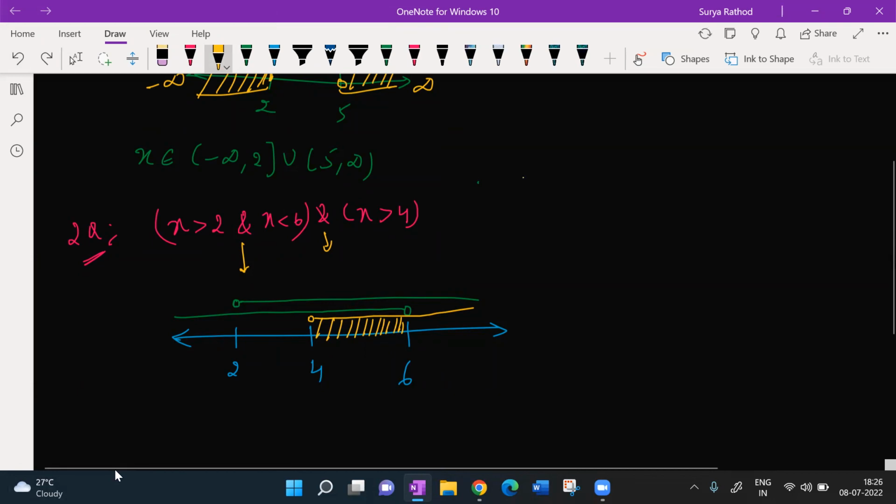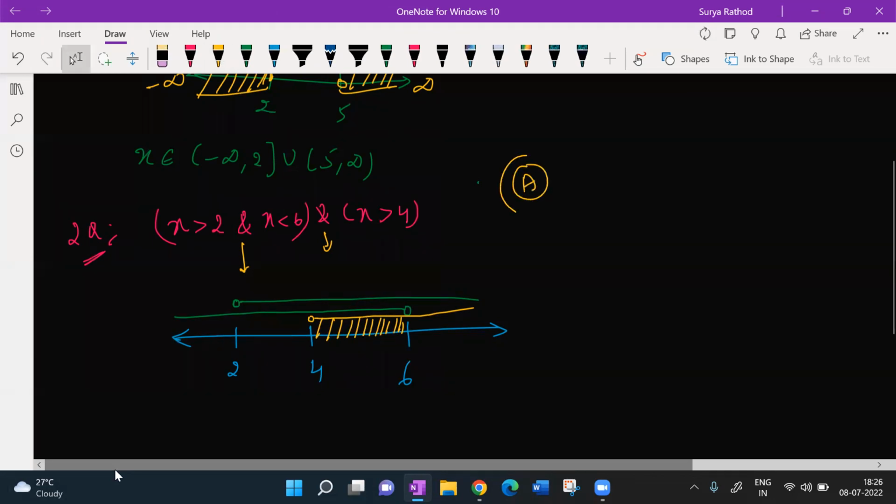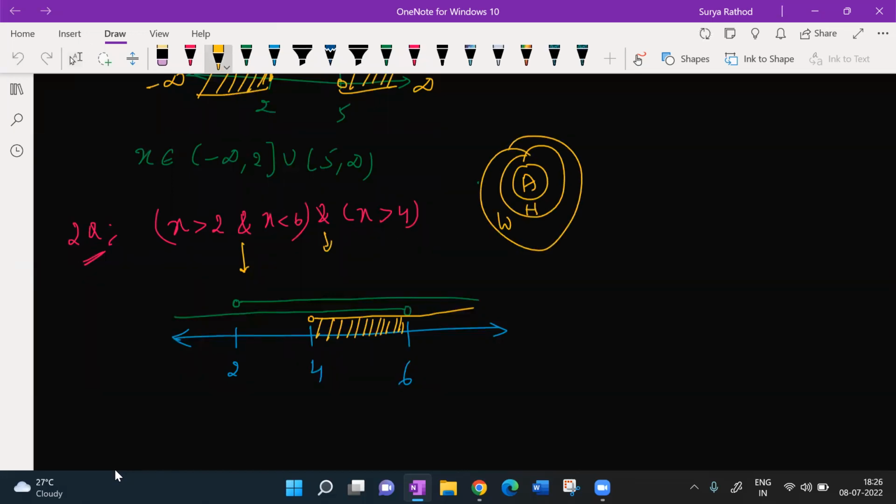Are you able to understand? Look at it here. Let me tell you. This is A. You have something N here, something W. So A is common for everyone or not? Tell me. A is common for everyone or not? Like that, very simple. So this region, 4 to 6, is common for everyone or not?